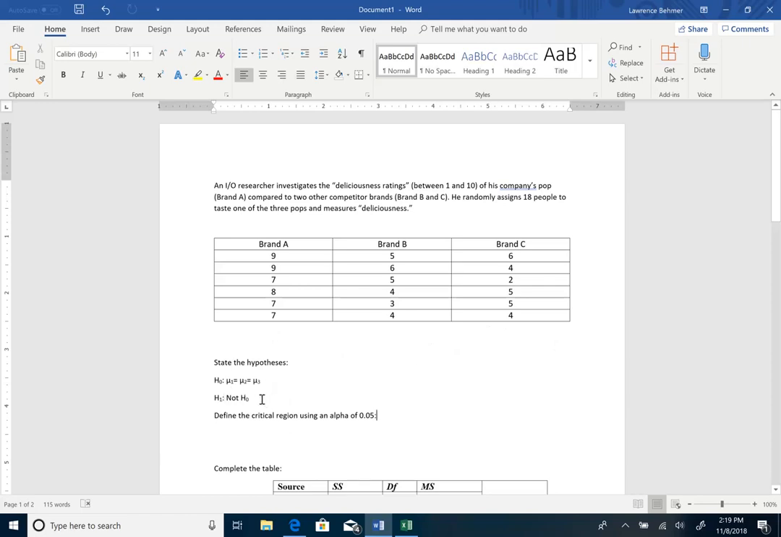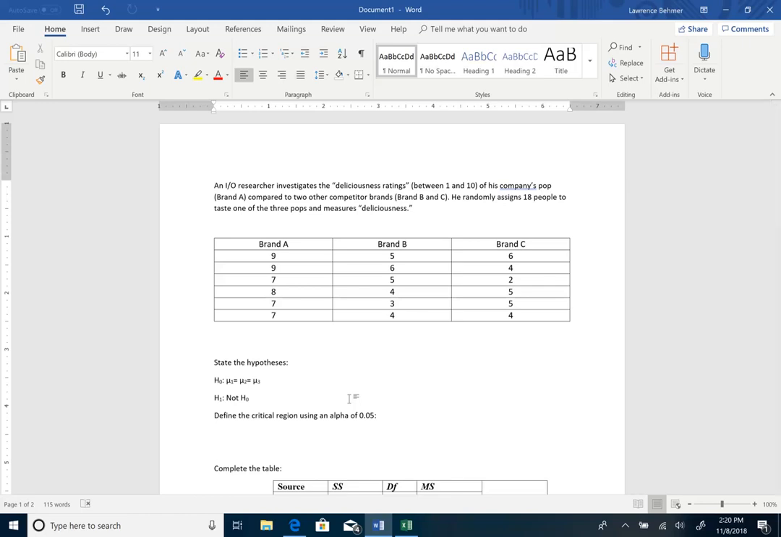So it's good to understand the underlying idea of what's going on here, but it's also helpful to just rote memorize. Okay, how many means do I have, right? If I have 3 means, then the null hypothesis is mean 1 equals mean 2 equals mean 3. And by default, my alternative hypothesis is not the null, right?